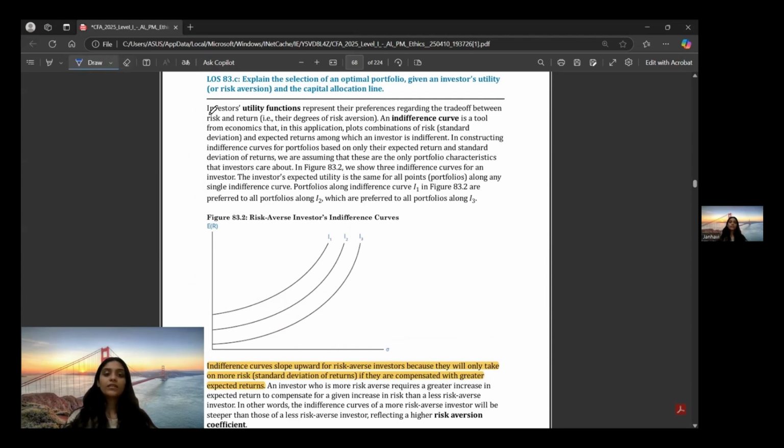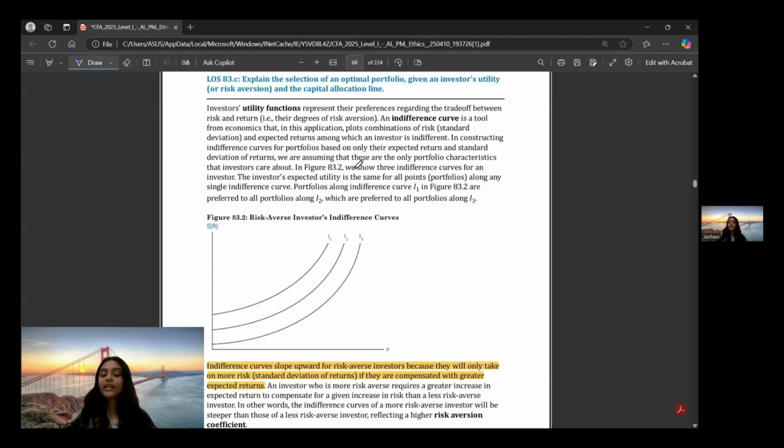Okay, so investors' utility function. Now, what is utility function? It simply means the satisfaction that an investor gets through returns by taking on a certain amount of risk. What is an indifference curve? It is a tool in economics, but in this application, in figure 83.2, it plots combinations of risks and expected returns among which an investor is indifferent.